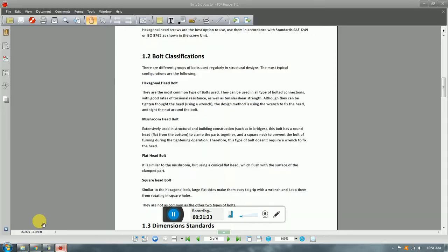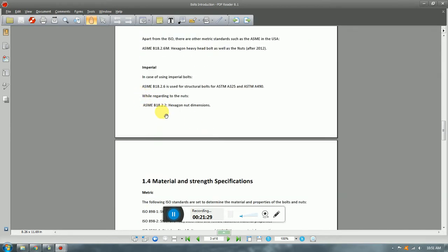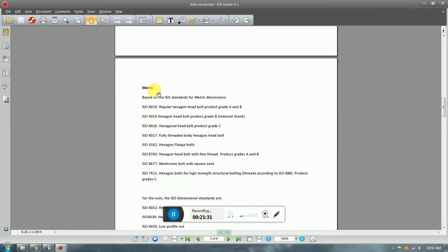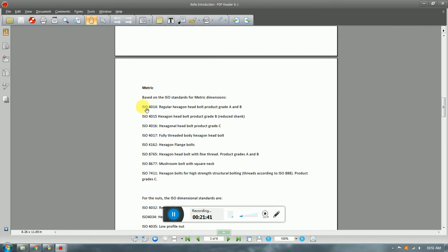So we're going to start with the dimensional standards. I'm going to start with the metric, okay, which is the one that I use the most. And then we're going to talk a little bit about the imperial. I use it less, but well, if you work with any USA company or you are in the USA, it may happen you have to use those. So in the metric, I'm going to specifically talk about the ISO ones, okay? And these are the typical ones that I've seen, okay?